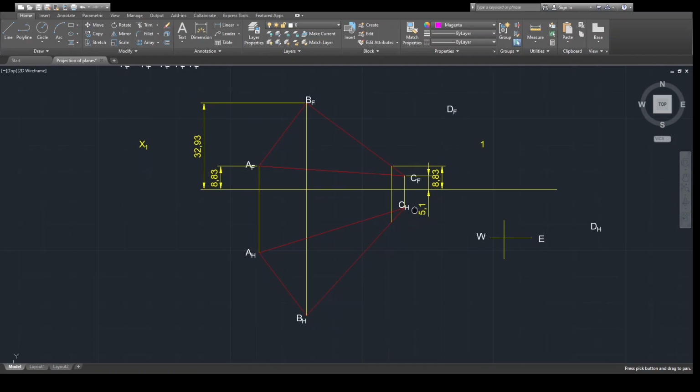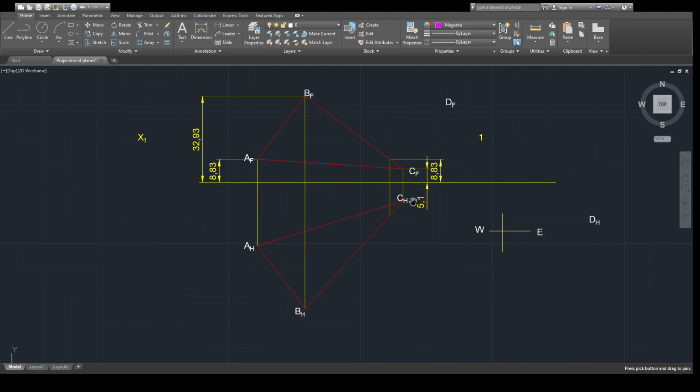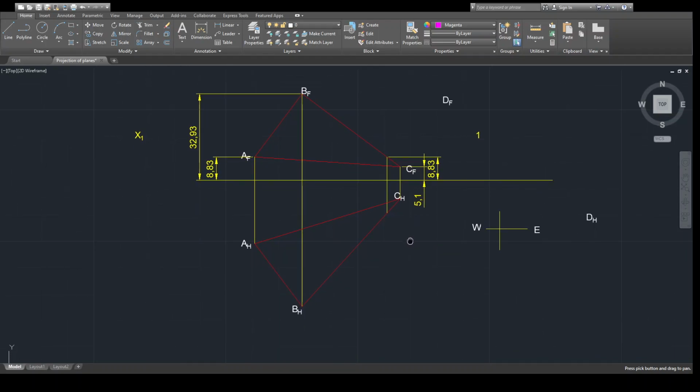So welcome all students. In today's session we will discuss projection of planes, and in projection of planes we will try to solve a problem based on strike and dip. The strike and dip concept is generally used in mining applications, where strike angle and dip angle are very important. The objective here is to find the strike angle, strike direction, dip angle and dip direction for a given plane.